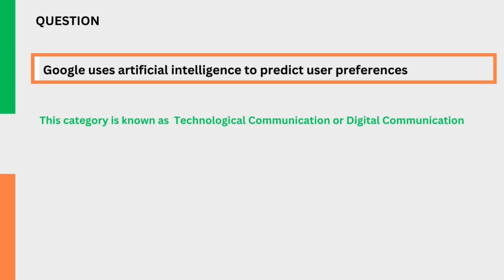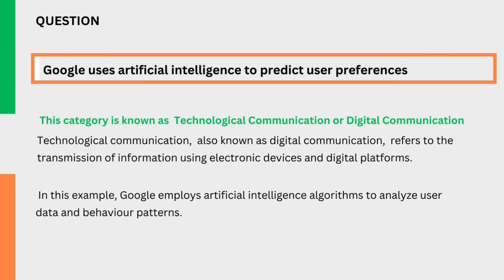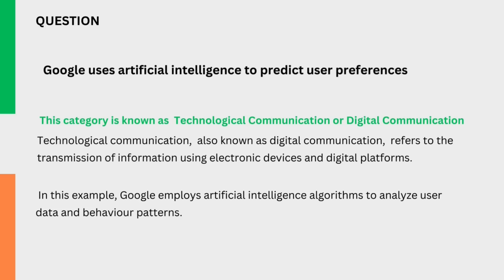3. Google uses artificial intelligence to predict user preferences. This category is known as technological communication or digital communication. Technological communication, also known as digital communication, refers to the transmission of information using electronic devices and digital platforms. In this example, Google employs artificial intelligence algorithms to analyze user data and behavior patterns.